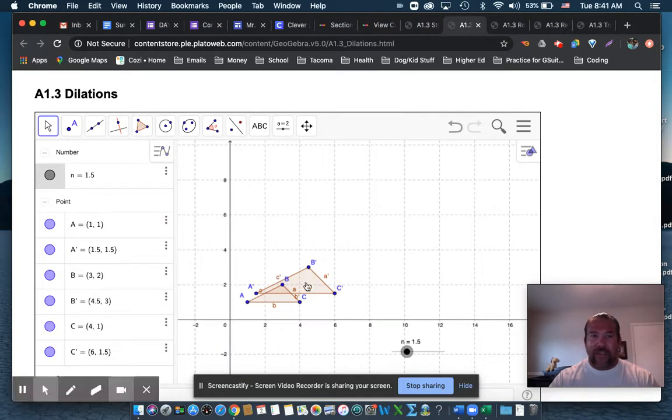Next one is dilation. Now, dilation is pretty simple because it's all going to be multiplication. We always dilate from the origin. And so n equals 2, that's called the scale factor. How much bigger am I making the figure?